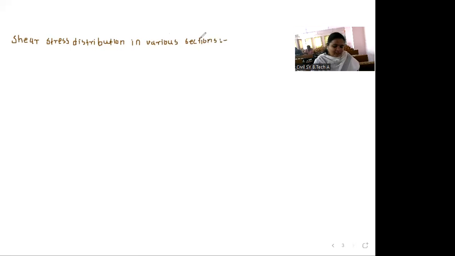Okay, now write down the next point: shear stress distribution in various sections. So first we will consider the rectangular section.